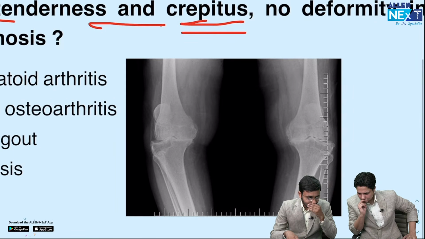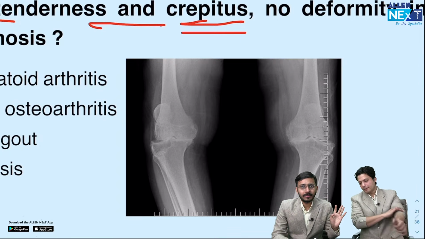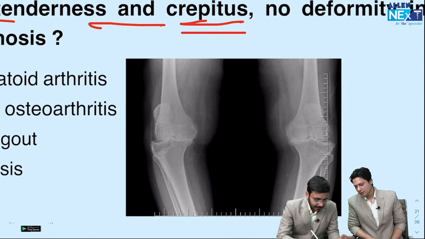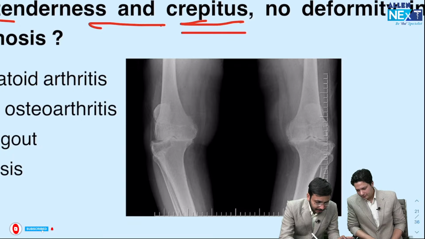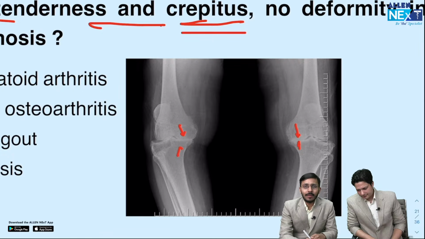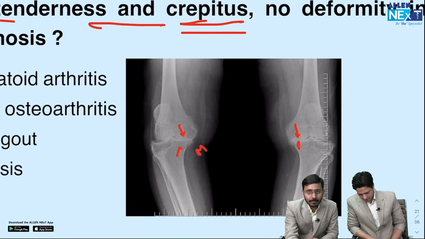Here we see that the joint space is narrowed. This is an evident finding: if this is the joint line, the joint space is narrowed here, and it is narrowed more on the medial compartment as compared to the lateral compartment.